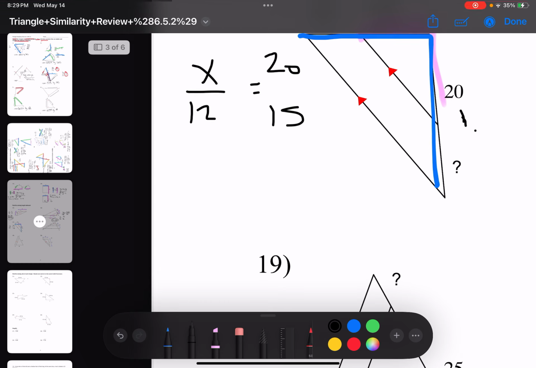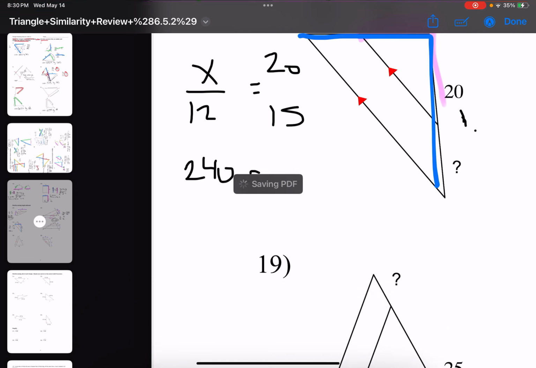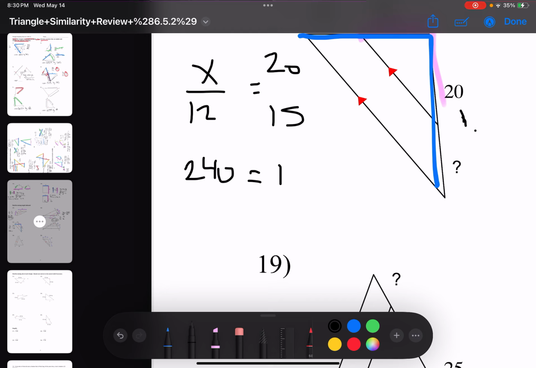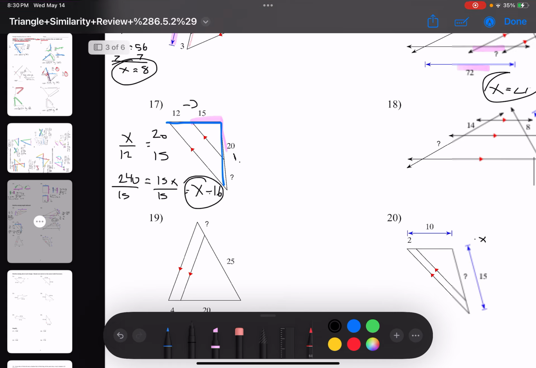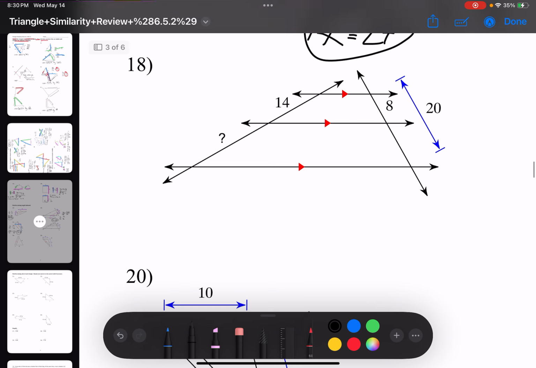That is 240, which is equal to 15x. Then 15x over 15, which is equal to x equals 16. That's that.